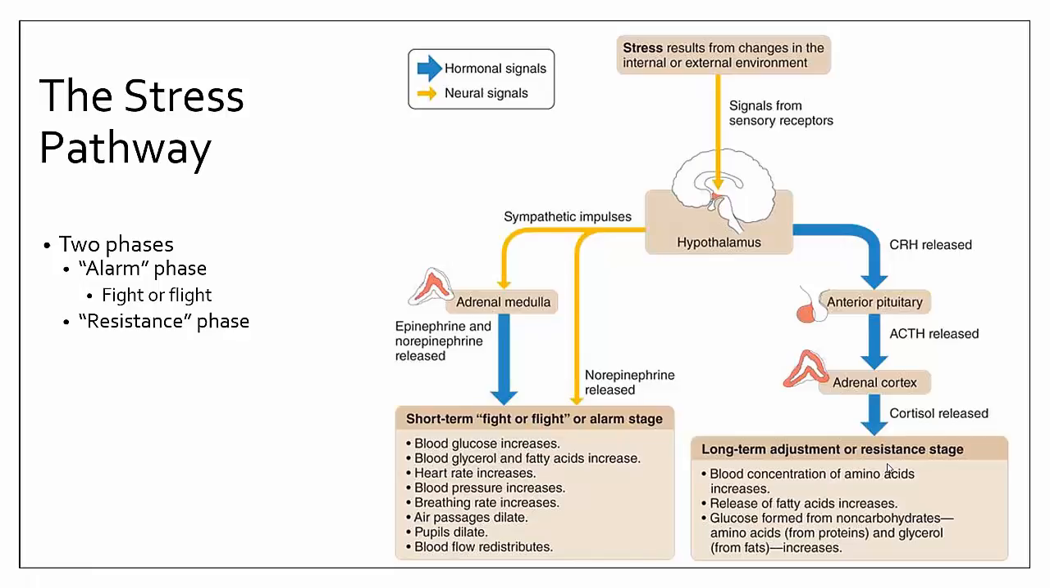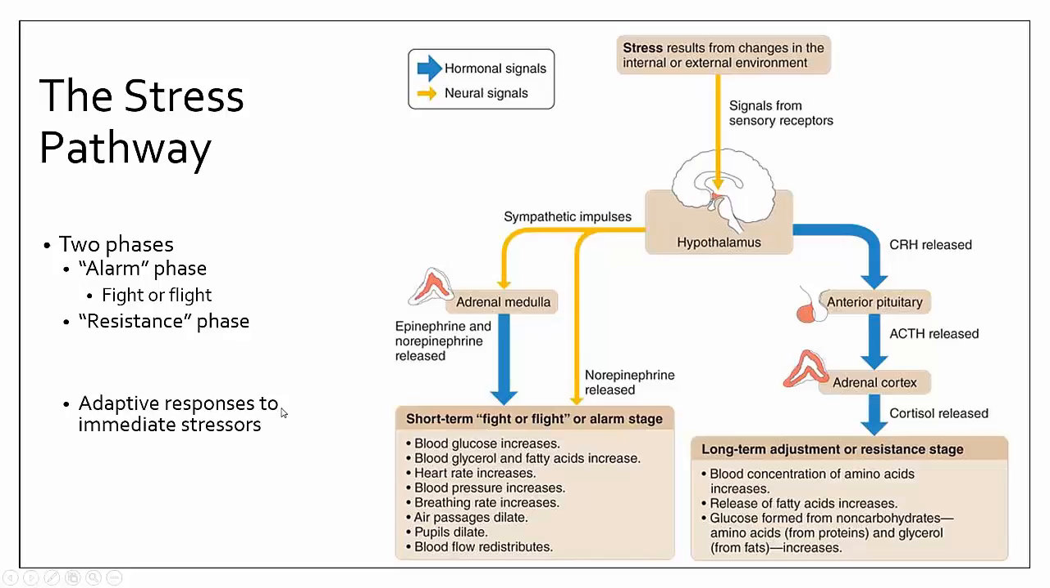Cortisol causes the blood concentration of amino acids to increase, it releases more fatty acids, and it forms more glucose. So this is when your body is going, okay, I can deal with this stress. I'm going to adapt to it. This is not blood pressure, breathing rate, ready to fight or flight. This is, okay, I have an exam in a week. I'm a little stressed out about it already, but we're going to have some resistance. Your body's going to adjust and you're just going to deal with it.